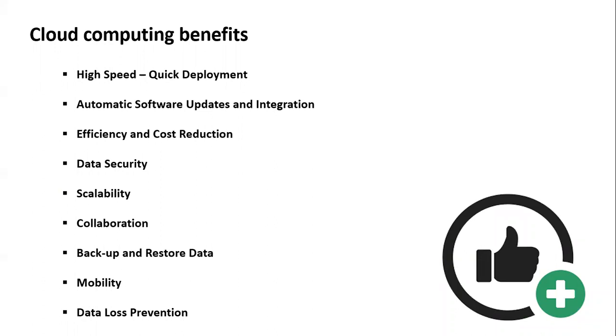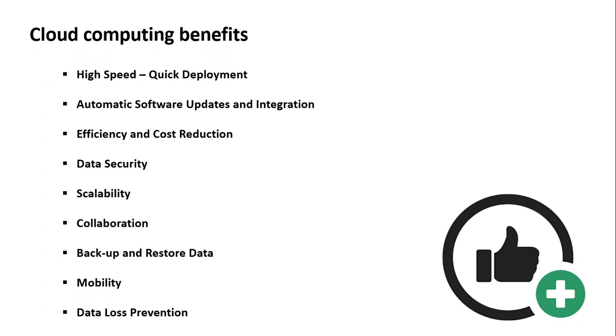Automatic software updates. We don't have to worry about updates because the cloud service provider is going to update our software and keep it up to date, right? Efficiency and cost reduction. It's really efficient because you can access it from anywhere. Collaboratively, people can work even from their home, even while they are traveling, as I said earlier. So it increases efficiency and reduces costs because we don't have to pay for office locations. We don't have to pay for water, electricity, AC, and those things, right? We don't have to pay for cleaning, maintaining. All these costs are not necessary if you use cloud services, right?